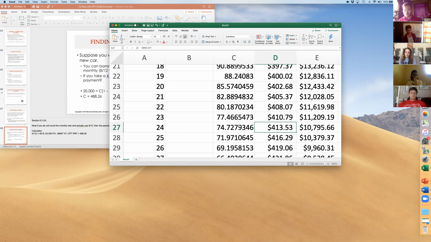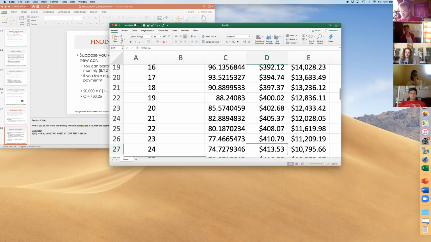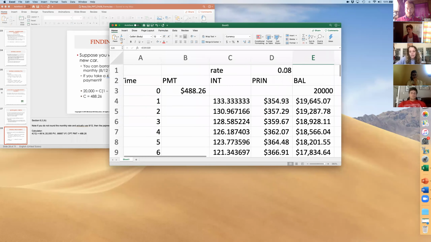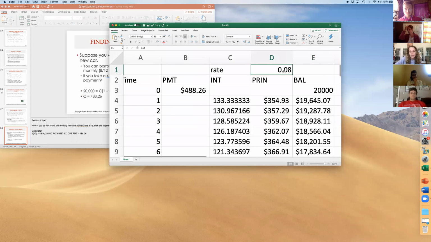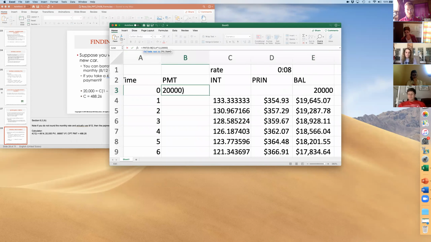And let's say after 17 months, how much do you owe? Well, I owe $13,633.49. Now, I cell referenced my interest rate up here. And I did that for a reason, because I can now change that interest rate. And that interest rate, oops, I think I need to cell reference it in that payment or I won't get this right. So I need to cell reference it there. But otherwise, I think I can just cell reference that payment.